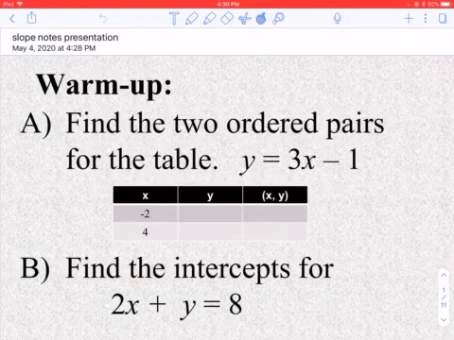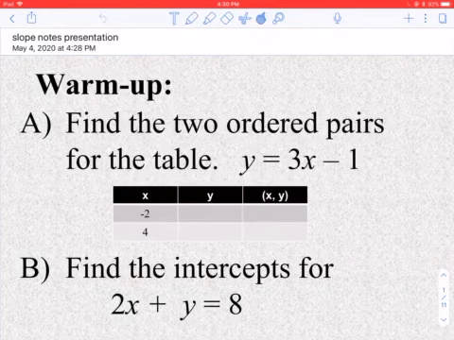So, we've got a warm-up to start with. Here are a couple of review problems. Why don't you guys go ahead and figure out these two problems. When you do these two problems, we need to figure out what the values of y are.